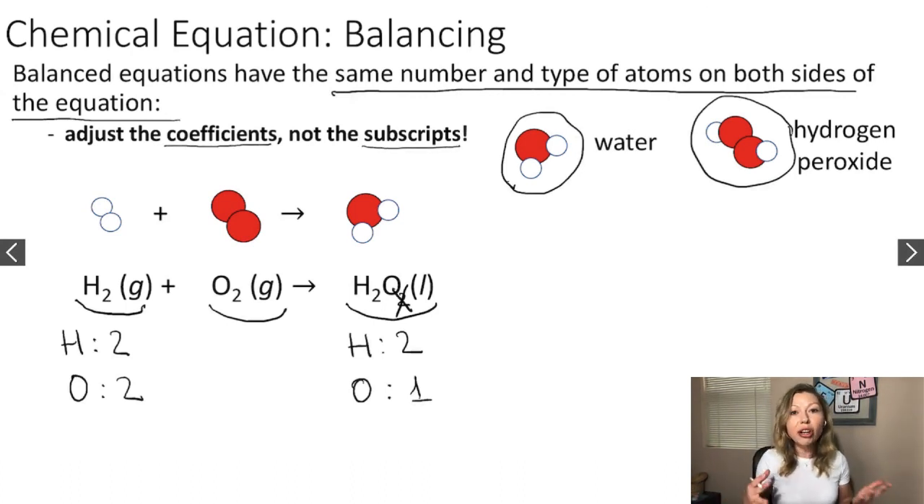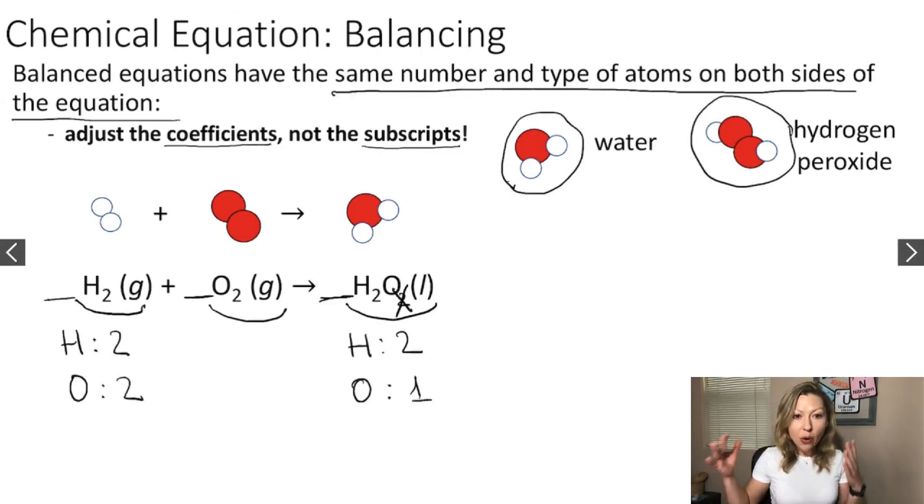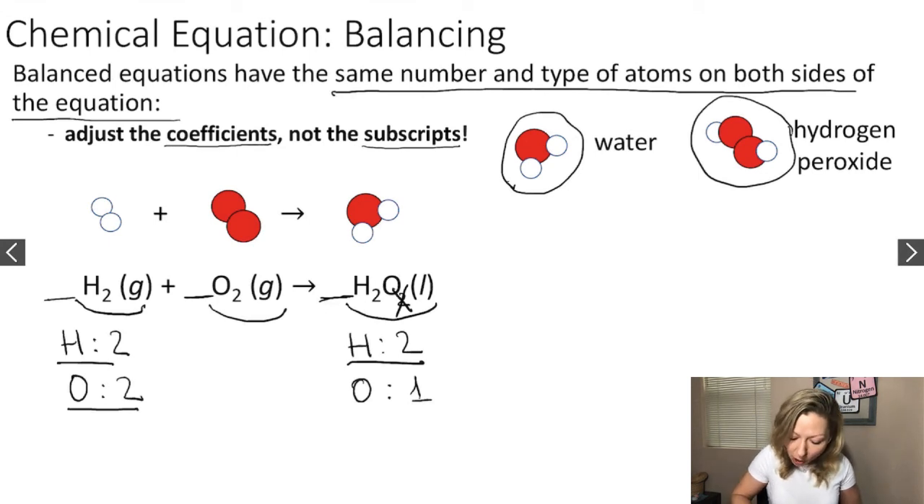Okay, so what are the coefficients? Coefficients are simply numbers that I can put before my molecules. I'm just showing the space where I can put those numbers. Okay, so let's take a look at the equation again. So we have two hydrogen atoms on both sides. We have two oxygen atoms on the reactant side, but only one oxygen atom on the product side.